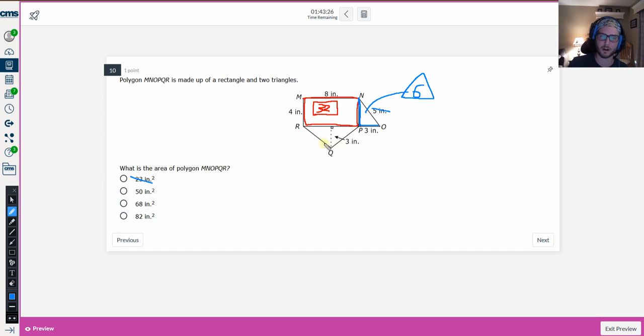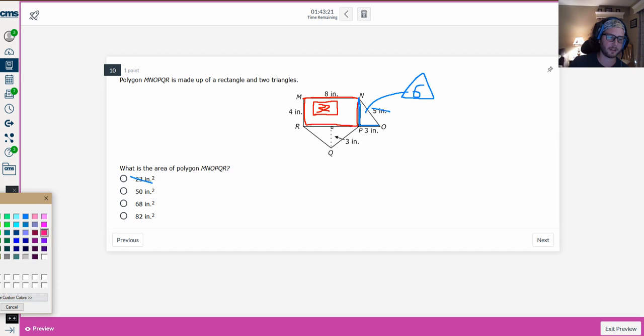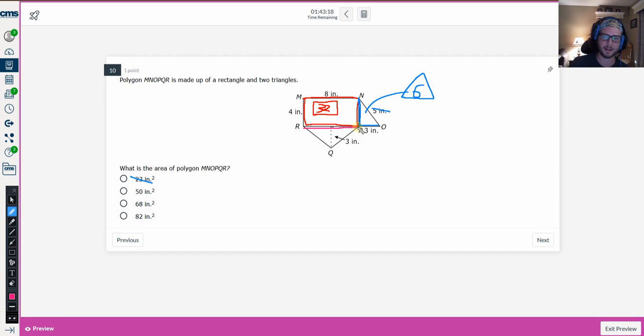Next, we have this triangle, which has a base, which actually I'm going to go ahead and change colors so it's even more distinct. This pink line is going to have a length of 8 inches. We can tell that thanks to our other side of the rectangle. And the height of this is going to be 3 inches. So for this triangle, we have base, which is 8, times 3, and that gives me 24. Divide by 2 or multiply by 1/2, and that gives me an area of 12 for this triangle.